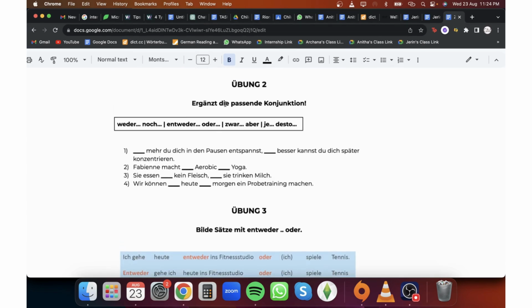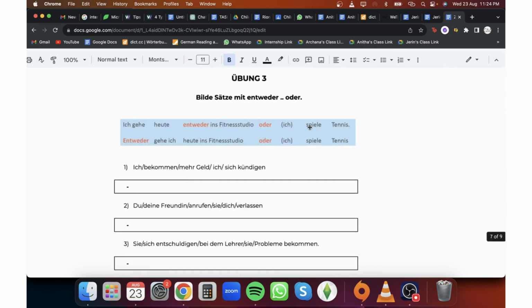Übung 2. Try doing Übung 2. Here you have 4 fill in the blanks and you have 4 connectors. Zweiteilige Konnektoren. You have to read the sentences and then use one in each sentence according to logic and meaning. My suggestion would be to read all of the sentences first and then do this exercise, because if you go one by one, you can get very confused. Read all the sentences, understand the meanings of all the sentences first, and then do this. That is Übung 2 and then Übung 3.